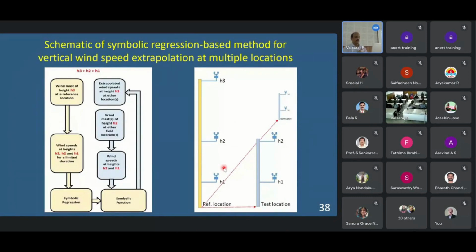The schematic of how it works is like this. At one location you have to install a tall mast. In my case, the heights are 20, 50, and 80. H3 is 80. So using this, you make a symbolic function using this h1 velocity and h2 velocity. After that, you can forget this one. So this symbolic function is taken to other different locations. You need to install only a shorter mast, h1, h2. And here you can use the function derived from there. This is the way it works.